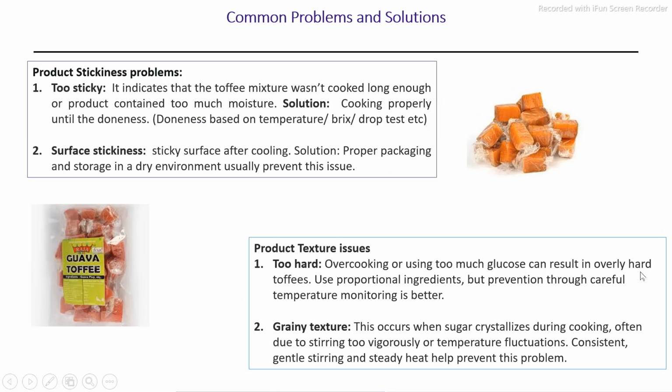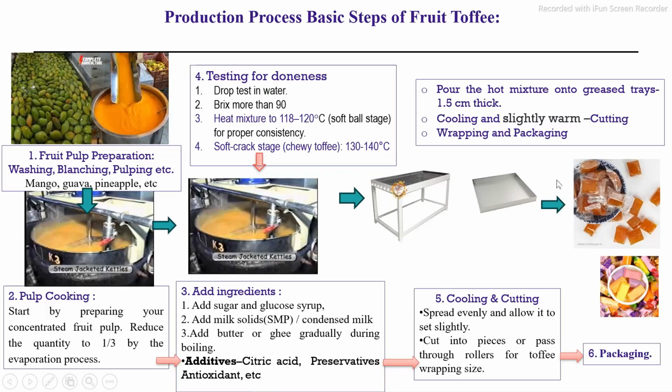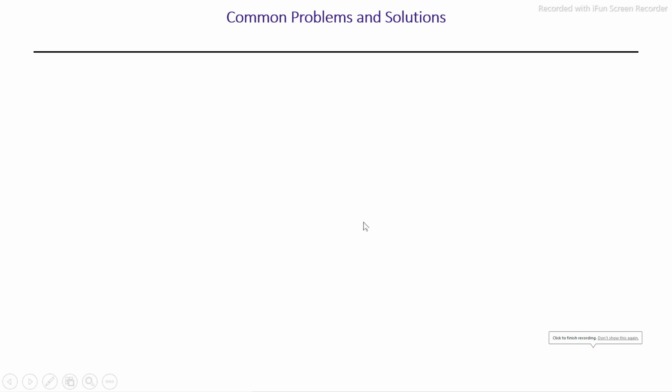After that, proper packaging is required. Different types of packaging machines are available: automatic packing machines, wrapping machines, or manual packing for the final product. For production of high quality fruit toffee, we must try a number of trials with proper record keeping of the time and temperature combinations and the ingredient formulations.